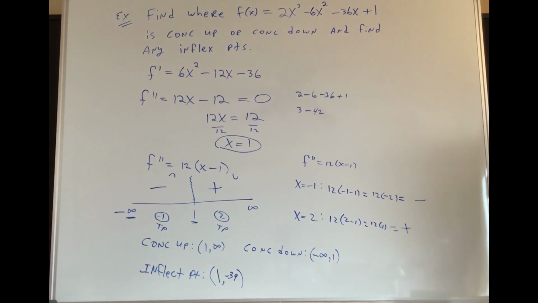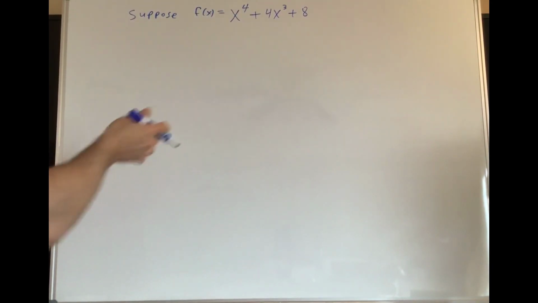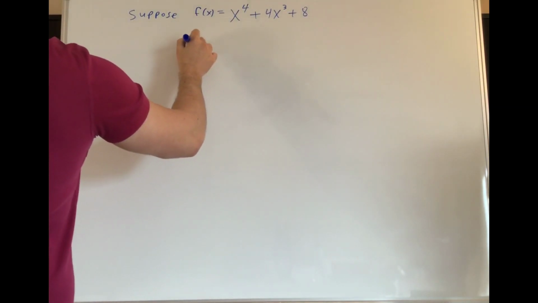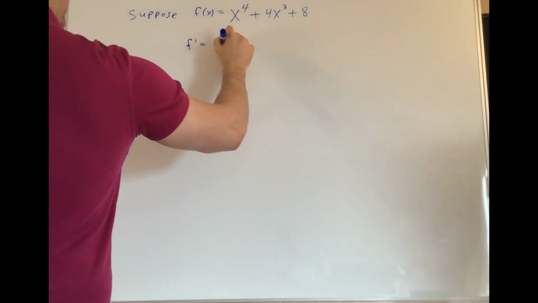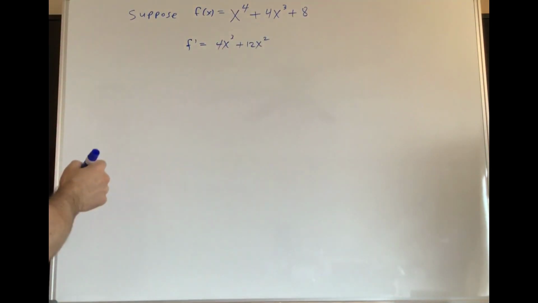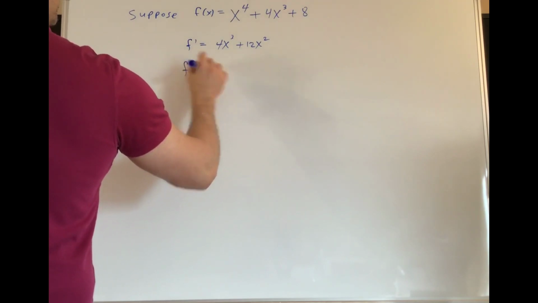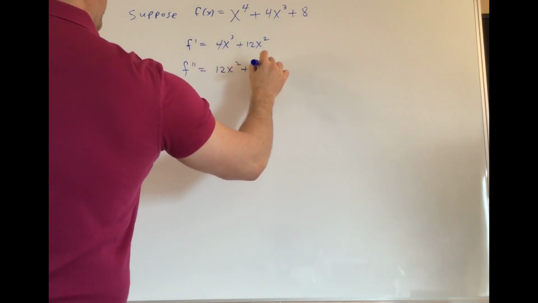Okay? I'm going to write a couple scenarios on the board and we'll discuss them. I decided to do a second one to show you what kind of weirdness can happen. I'm going to run through this one a little quicker and I'm not going to do the whole thing. I just want to show you. I'm going to take the first derivative because I need the second derivative. So it's 4x cubed plus 12x squared. Second derivative, 12x squared plus 24x.